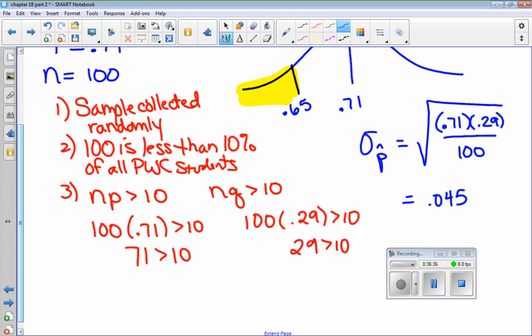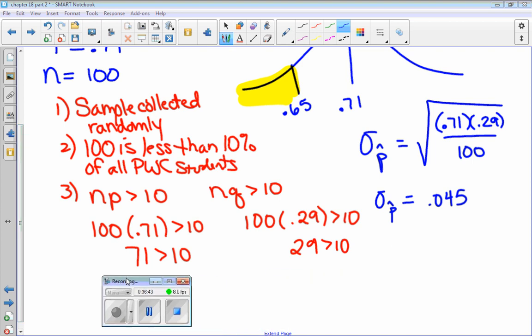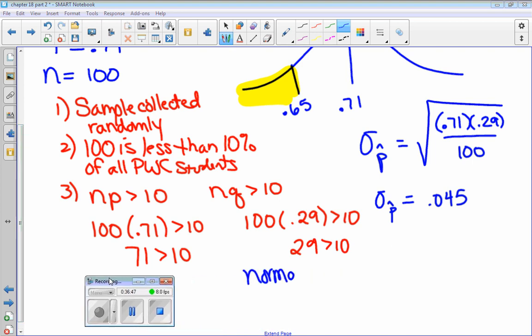So how does that help us? Why do I need that? Yep, to be able to apply the normal curve, right? So now we're going to look at our picture and we're going to say the probability is normal CDF, lower bound, upper bound. What's the mean? Yep, 0.71, and then the standard deviation is 0.045.